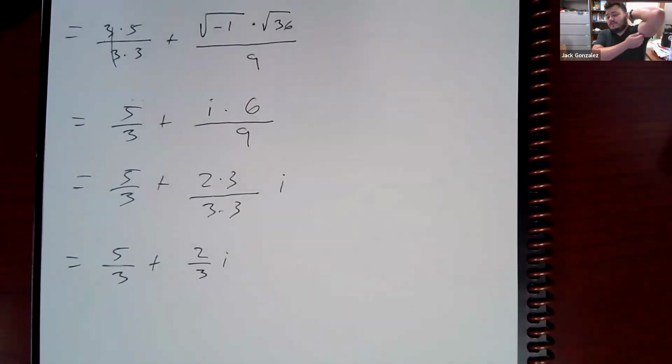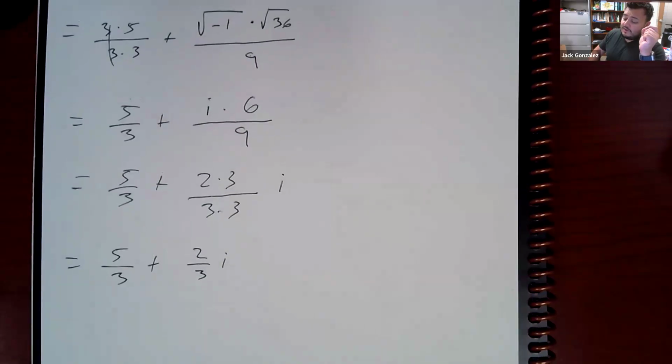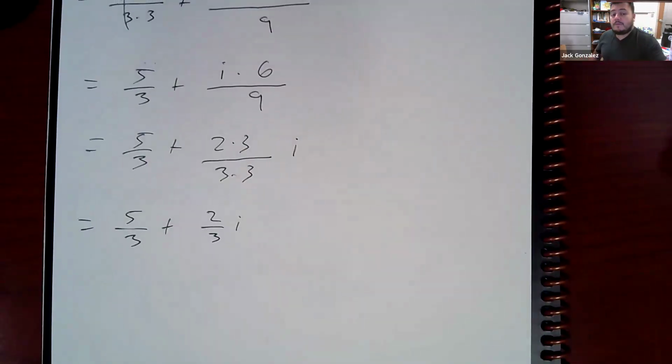That's pretty much it for this section. Do you have any questions on reducing radicals, dealing with the negatives inside square roots, or separating fractions like this? I'm gonna move on to something else if you don't.